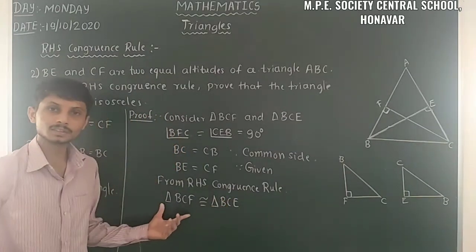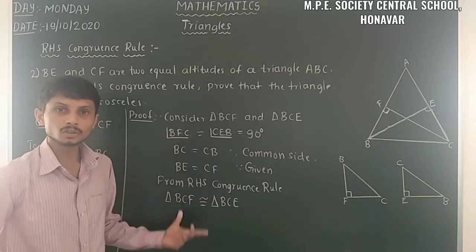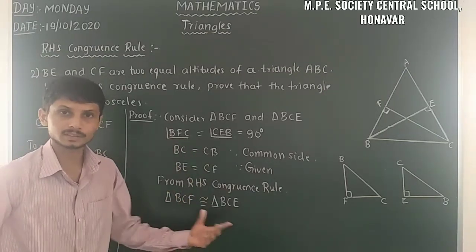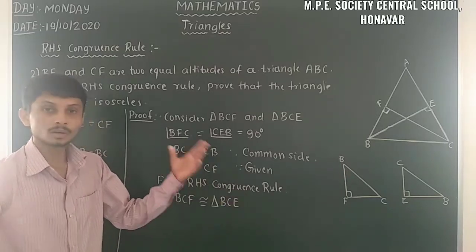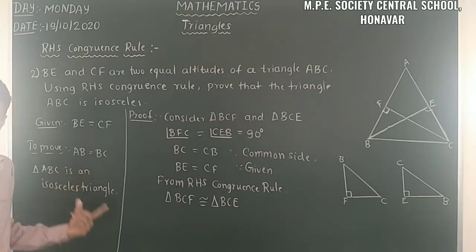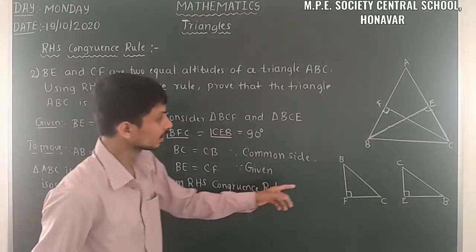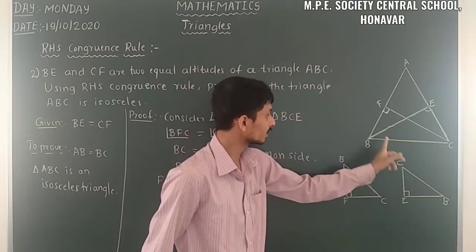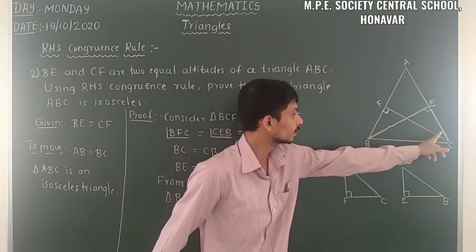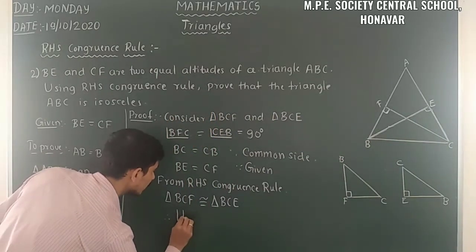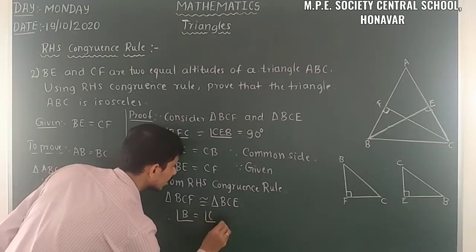So when we have this condition, all the corresponding parts of congruent triangles are equal. According to our convenience, we have to take some CPCT. Here I will take angle B is equal to angle C. Complete angle B is equal to complete angle C. Therefore angle B is equal to angle C. It becomes CPCT.